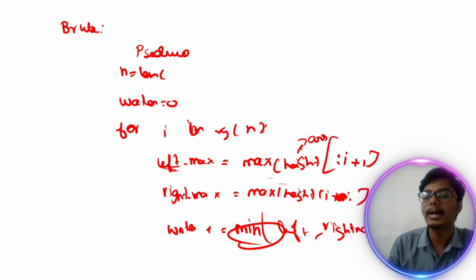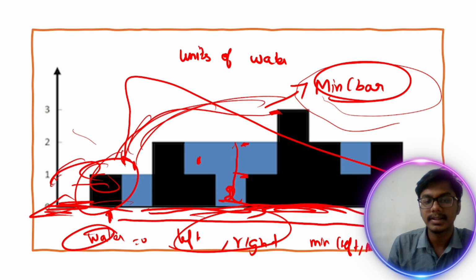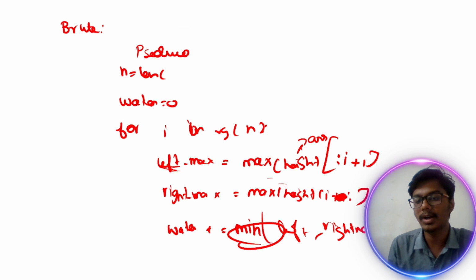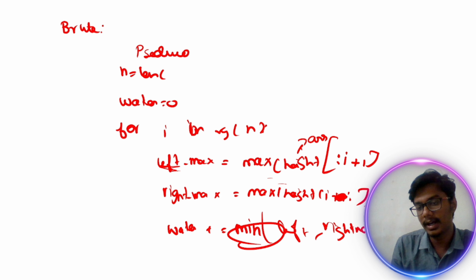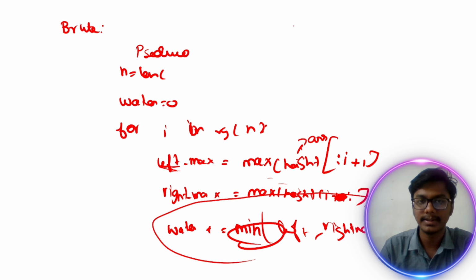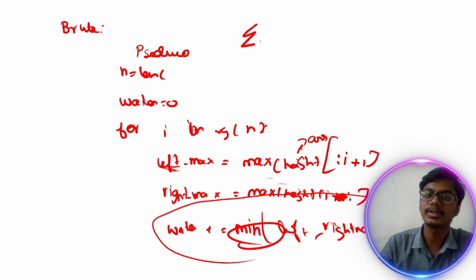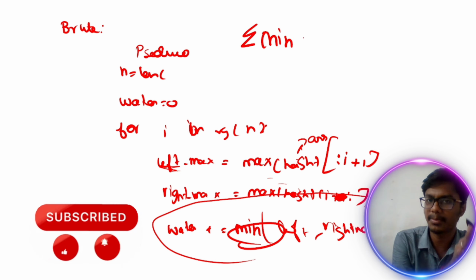Why do I subtract the height of I? Here there is 2, so we can store 2 units of water in this bar. Here I want to store only 1 unit of water, so I subtract the height of I. That's what the formula looks like. I'm simply implementing the formula. We are summing up, and our main focus is only on the minimum of the bars.